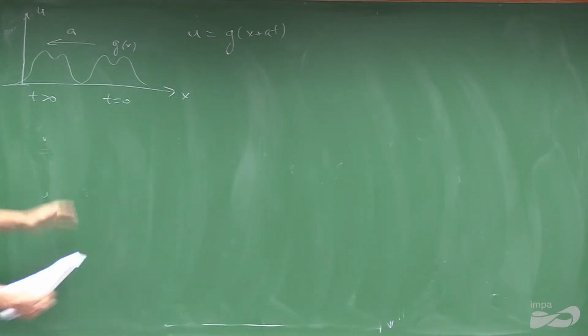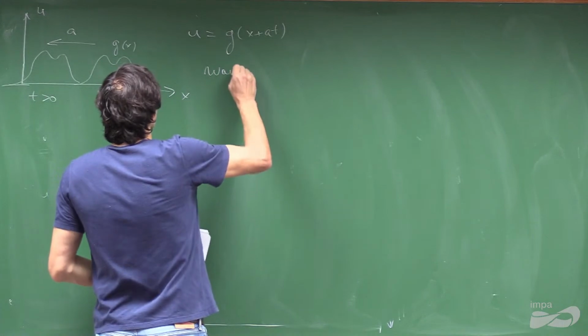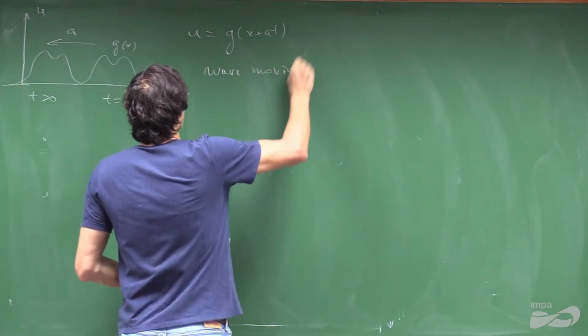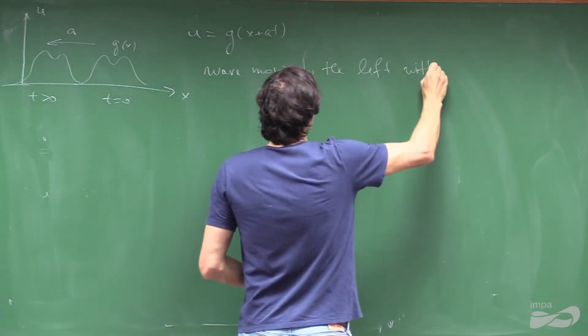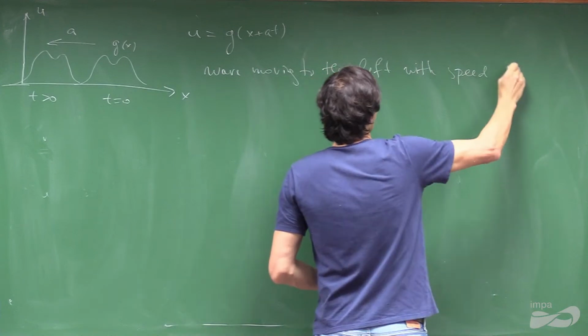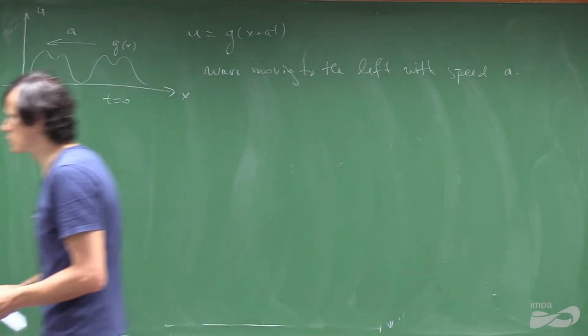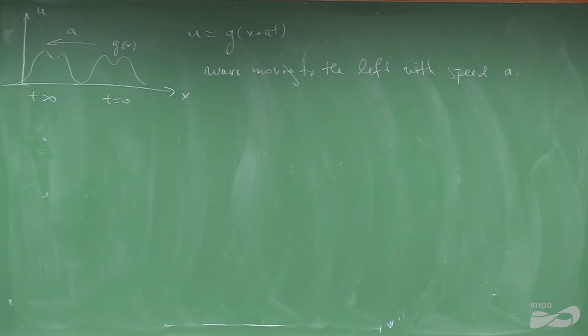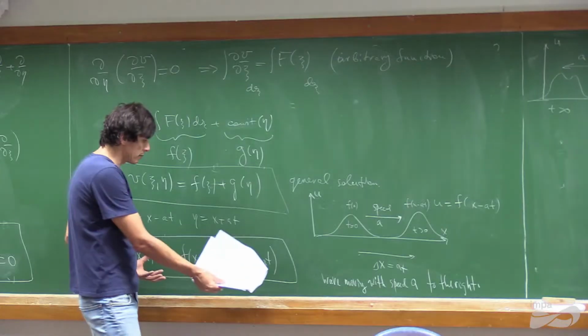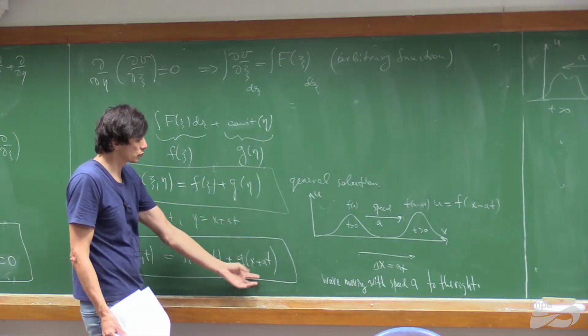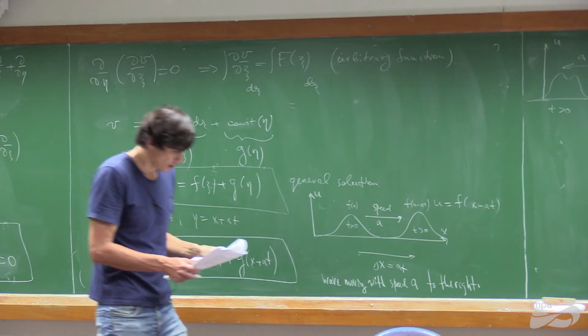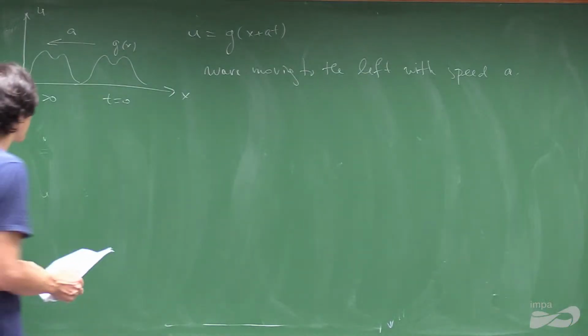So this wave is moving to the left with the same speed a. So that already justifies why we use a as a sound speed or wave speed. Because any solution of the wave equation can be decomposed as a sum of two waves. One wave will go with the wave speed to the right, another will go with the wave speed to the left. Okay, so this is a general solution.